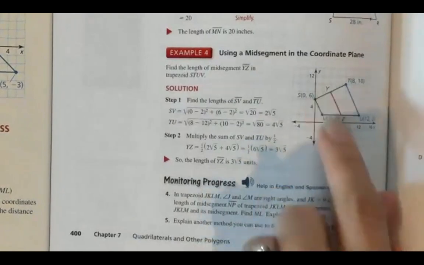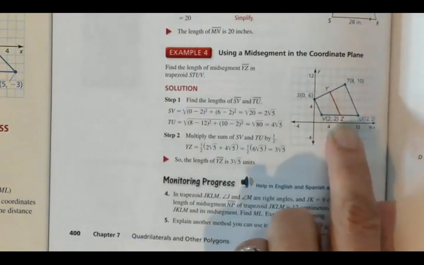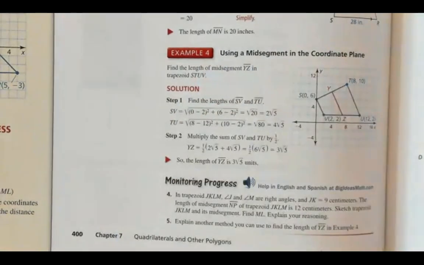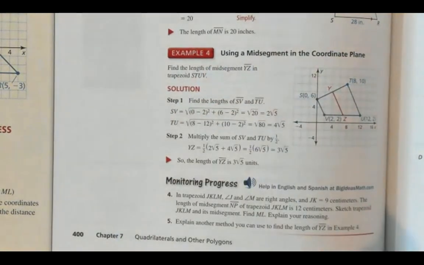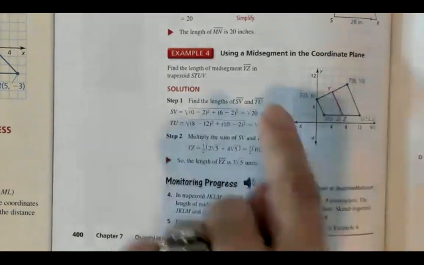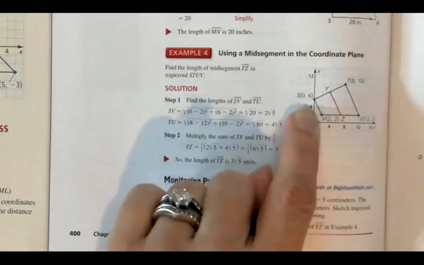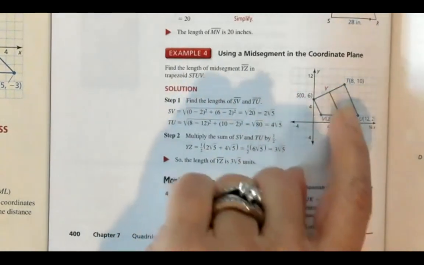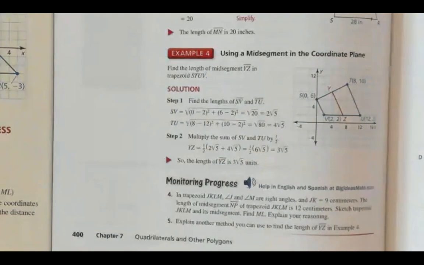So your slope of YZ is also going to be parallel to SV and to TU. Now to find the length of your mid-segment, you're going to add up the length of your two bases. So use the distance formula to find SV, use the distance formula to find TU, add them together and divide by 2.